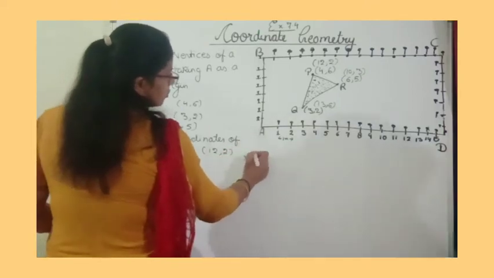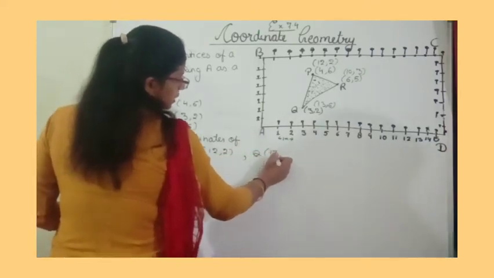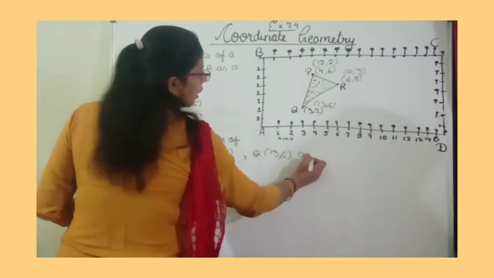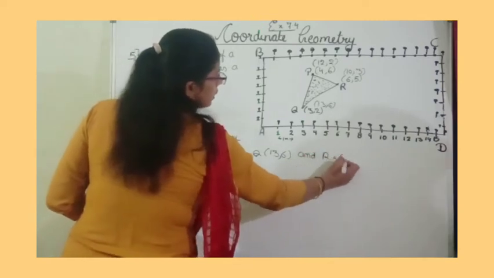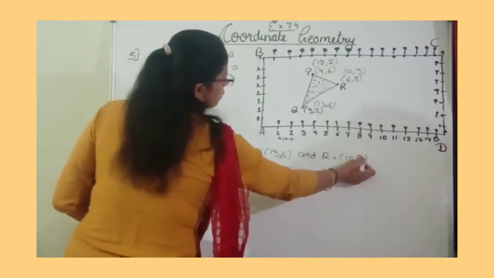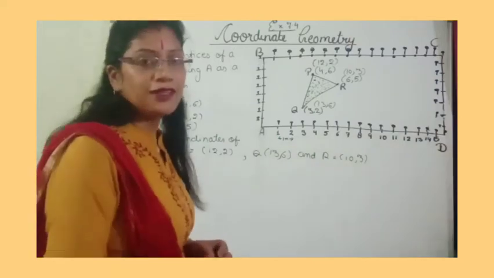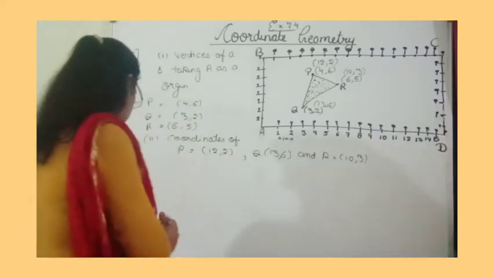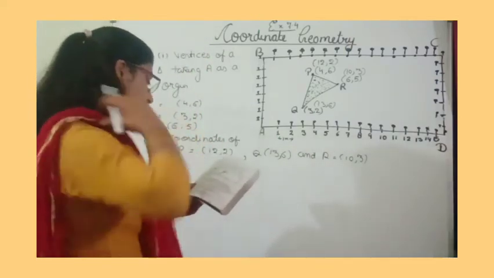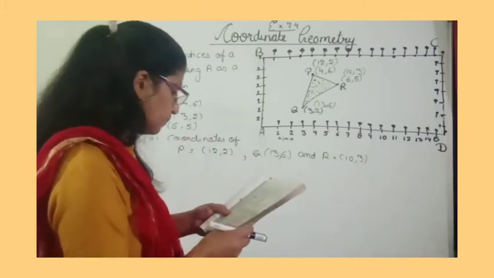What will be the coordinates of Q? 13, 6. And the coordinates of R are 10, 3. So this was your second part. So let us start with the third part. What is your third part? One more. Okay, in the second part only, it is given to you.